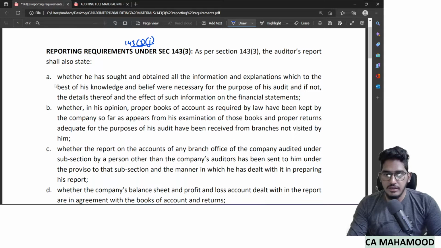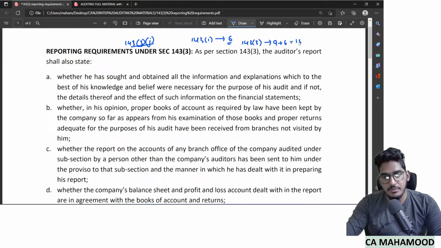As we are all aware, there are some reporting requirements given under the Companies Act under 143 subsection 1, which contains 6 matters which are required to be reported. And under 143 subsection 3, there are altogether 9 plus 6, 15 points which are required to be reported by the auditor in his audit report.